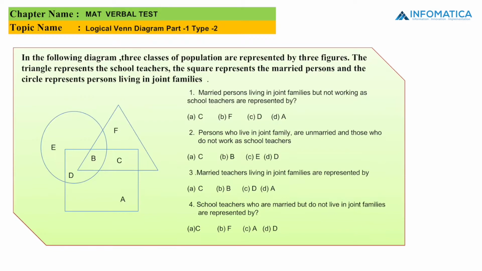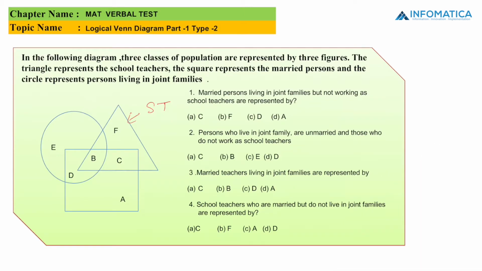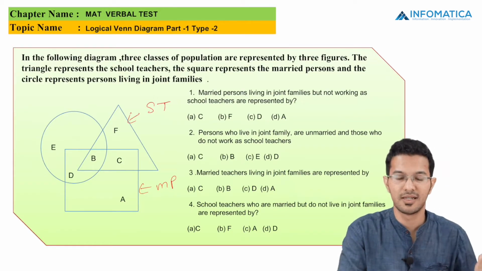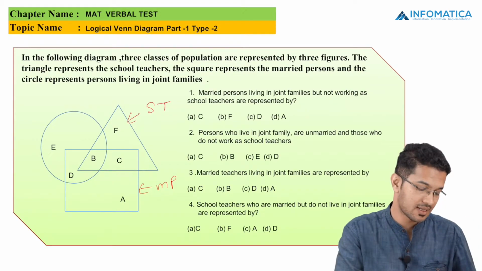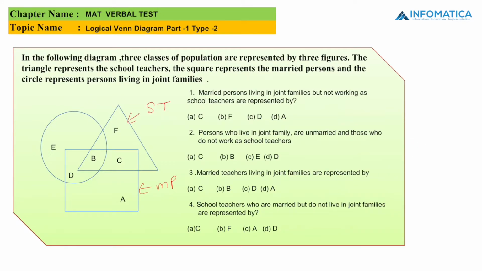We have been given a circle, a triangle and a square. So it says that the triangle represents the school teachers. The next is the square represents the married persons. Here I am writing the short form: I am writing school teachers as ST and married people as MP. Then it says that the circle represents the people living in joint families. So I will write it down as joint families or JF. So now let us look at the MCQs.